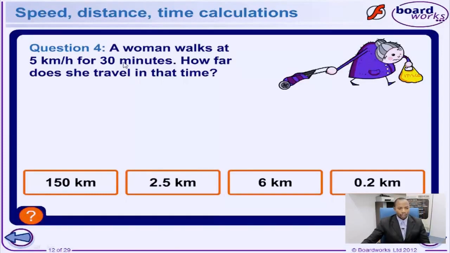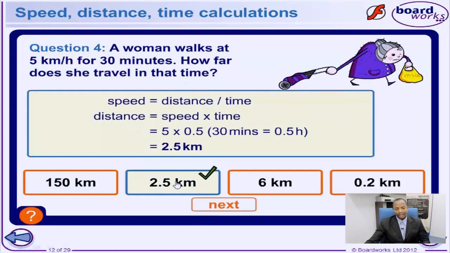So if we do that, we have the time to be 0.5, because 30 minutes means half an hour, which is 0.5. Therefore, the distance traveled, as the question is asking, is speed multiplied by time. So 0.5 multiplied by 5 is going to be 2.5 kilometers. That's great. So it means we understood exactly what we're talking about, which means 5 multiplied by 0.5.